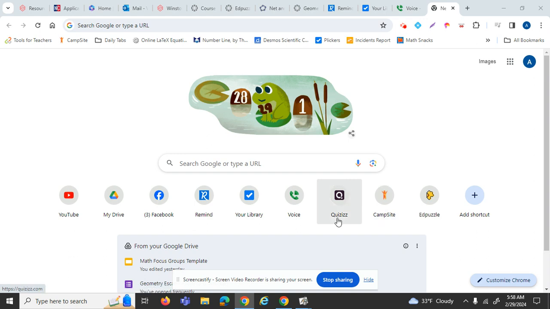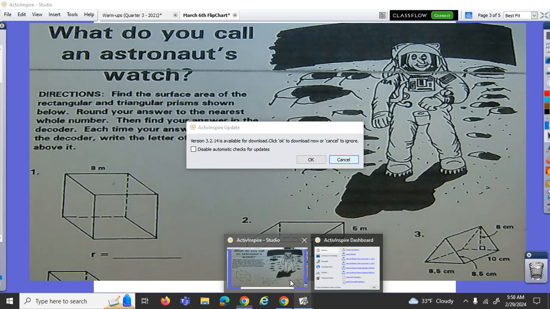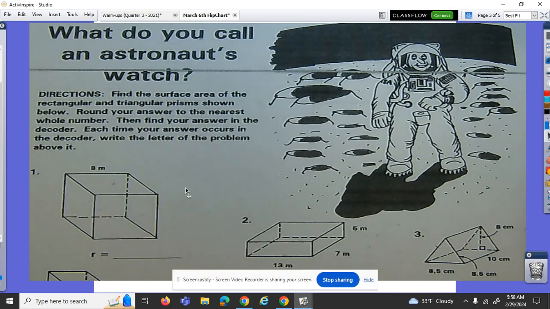Hey Seahawks, today is our last day focusing on surface area. Tomorrow we're going to transition to volume.